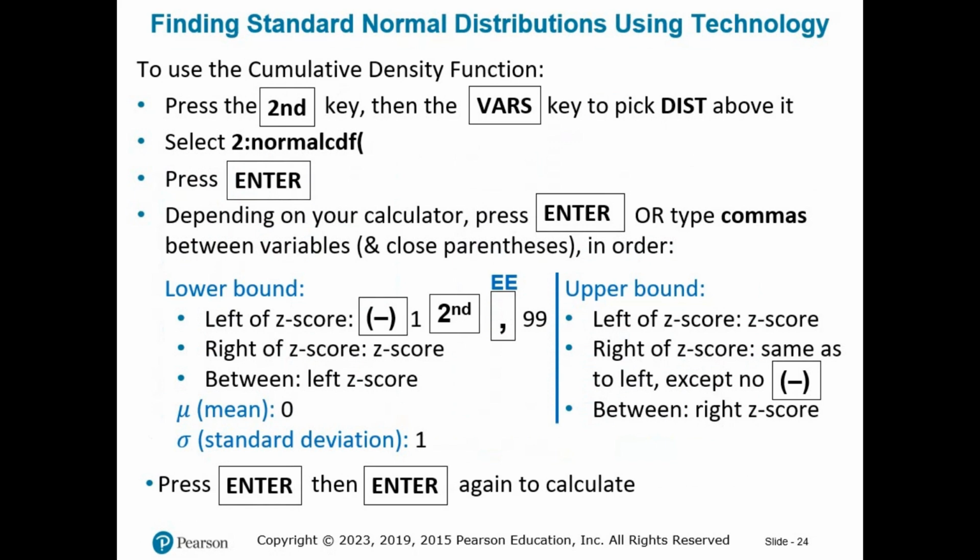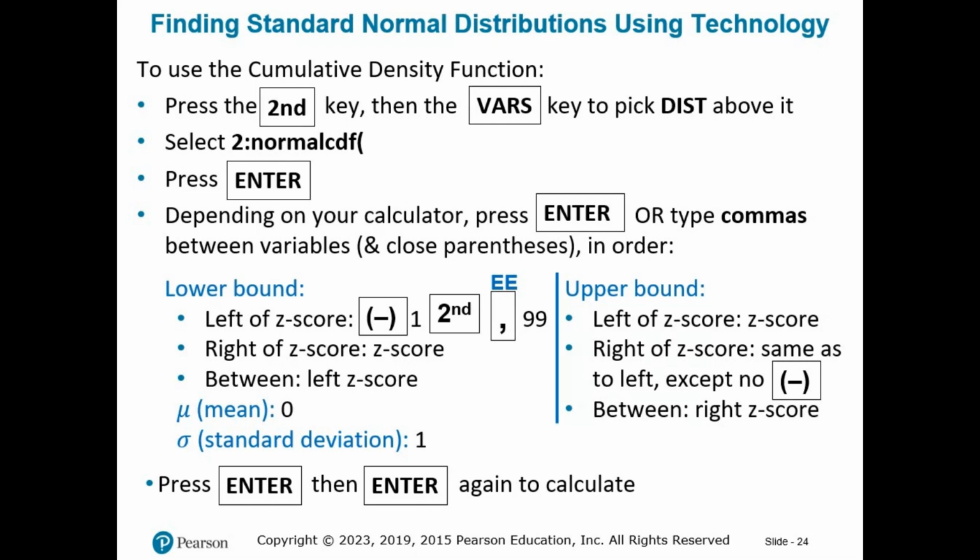Okay, this one is called the cumulative density function, or normal CDF. Here's how you enter it. Very similar to some of the others we've done lately, except this one's much closer to the top of the list. To use the cumulative density function, press the second key, then the vars or variable key to pick the DISTR or distributions menu above it.